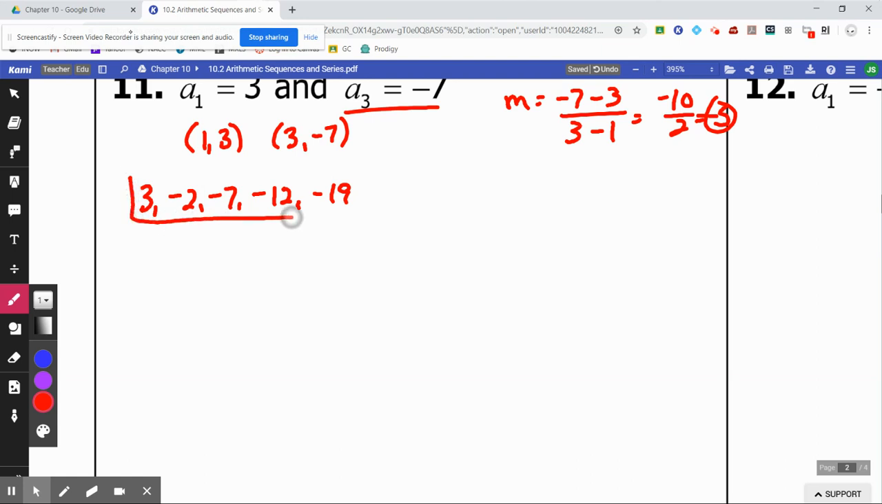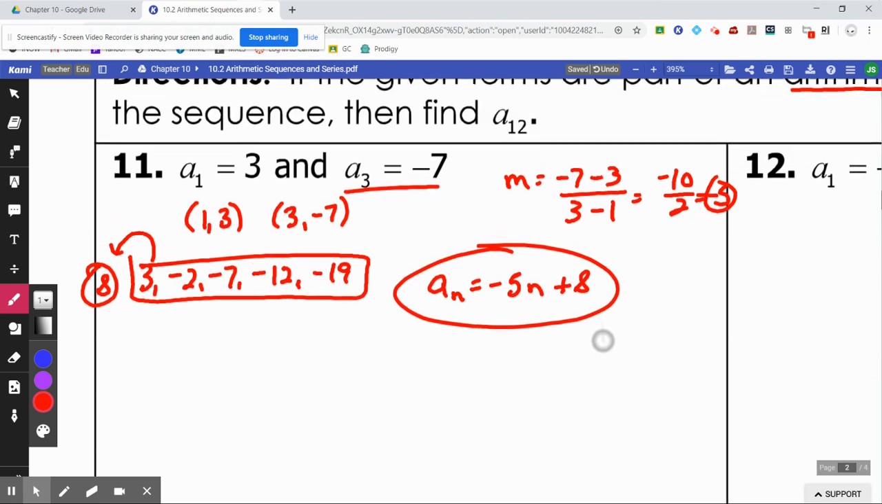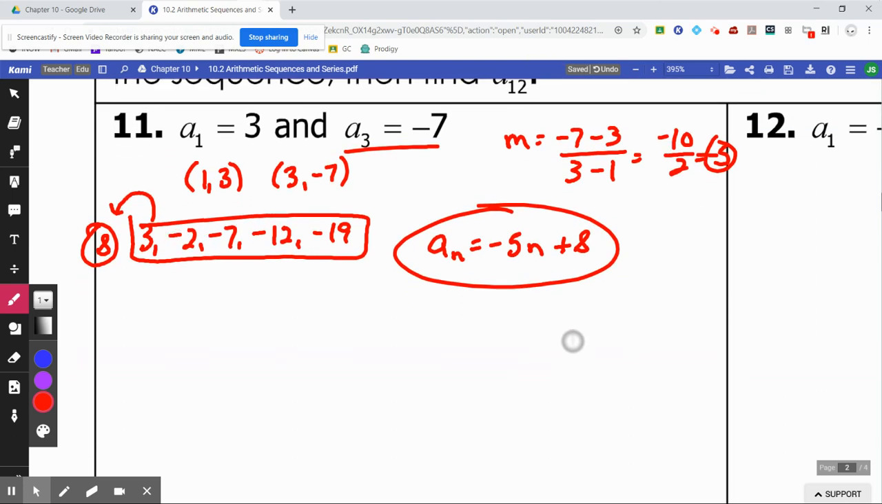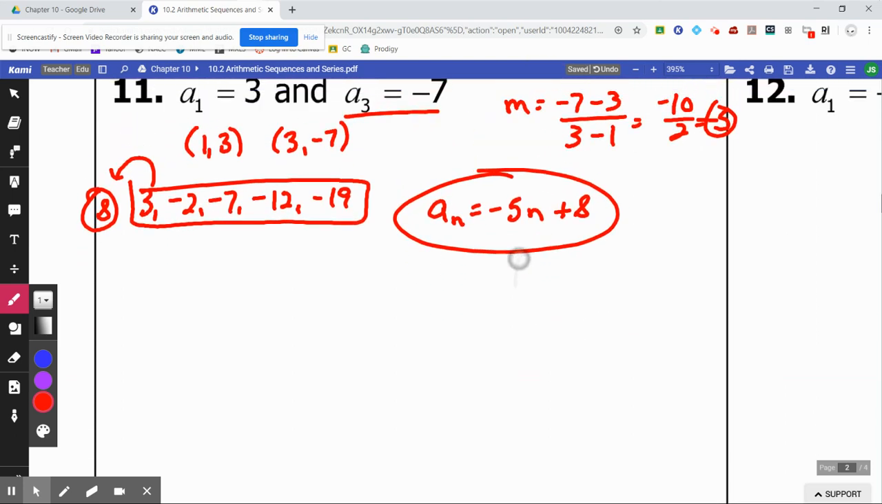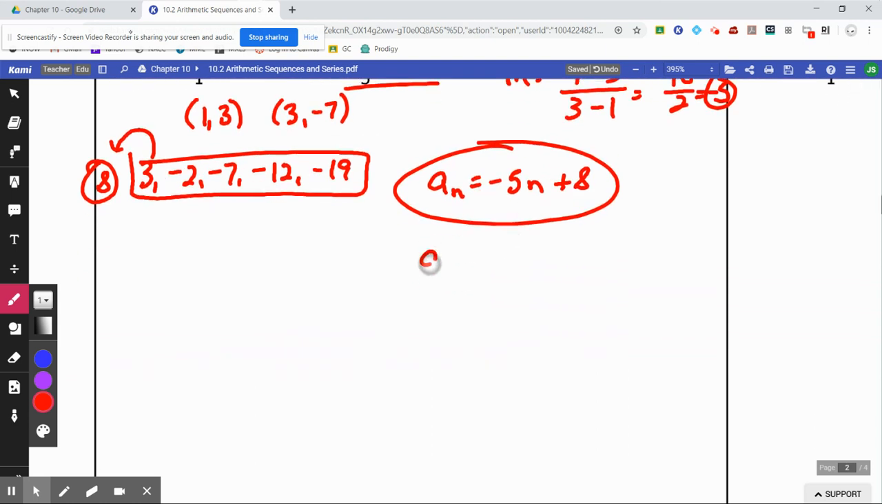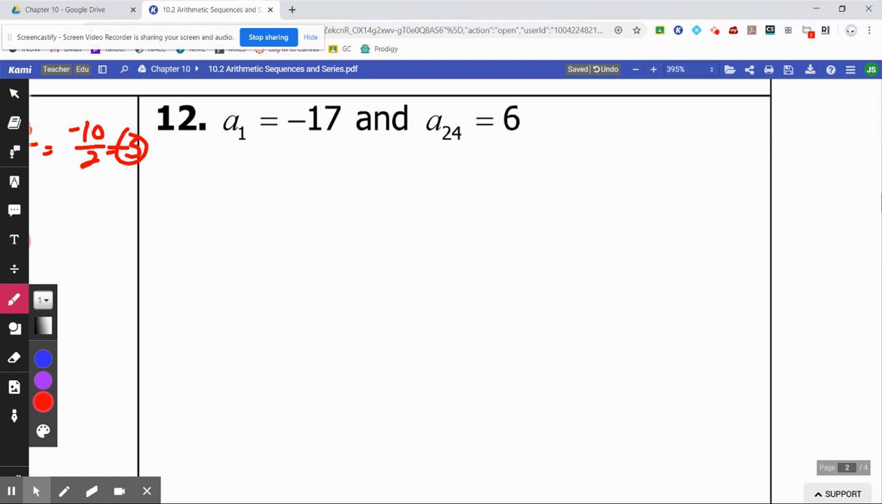If I were to go back one to find my y-intercept, it would be an 8 if you were to add 5. So your formula is going to be a sub n equals -5n plus 8. There's your explicit formula. Then it says in the directions, then find a sub 12. And a sub 12, the 12th term of this sequence, would be -5 times 12 is -60 plus 8, which is -52.